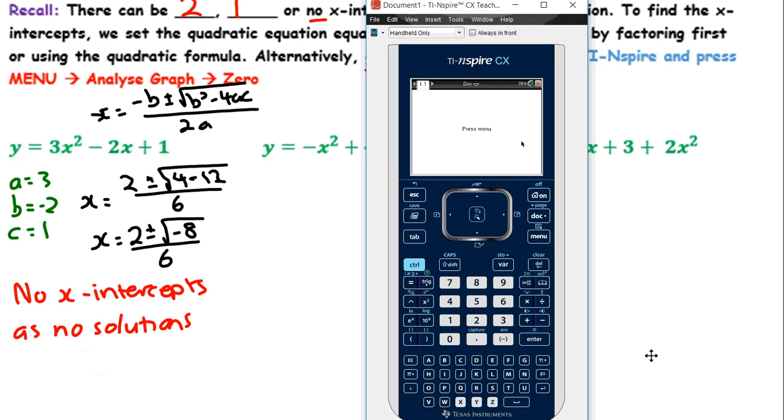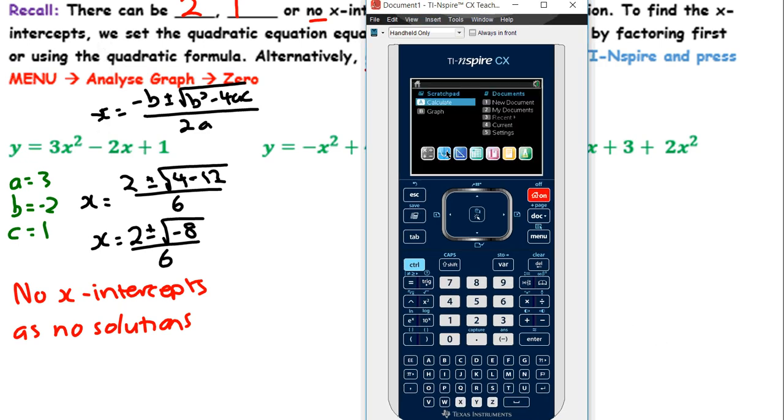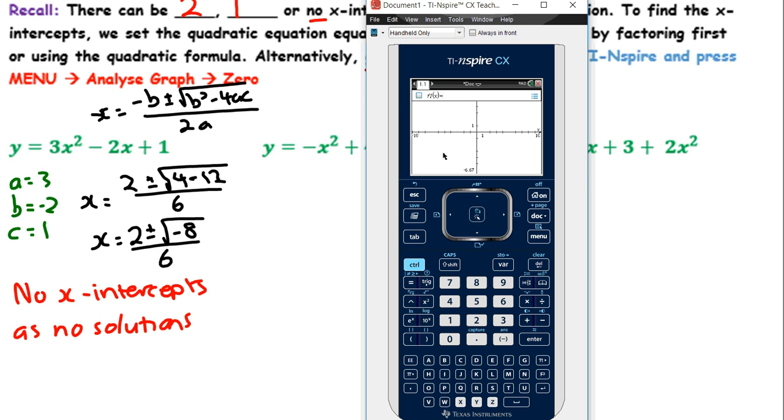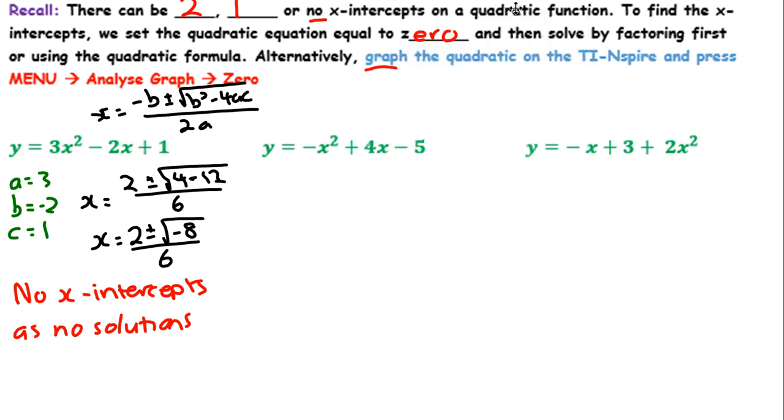Cool. We want to do a little graph. So we want to graph 3x squared minus 2x plus 1. There's our little graph. Do you agree? There's no x-intercepts. That's pretty special. Okay, so we've just confirmed there's no x-intercepts. So just check our answers that way.